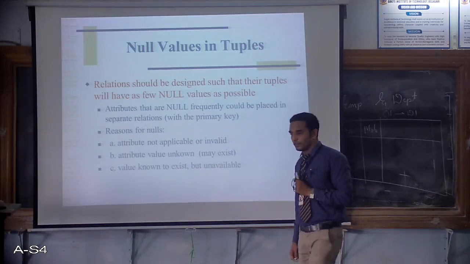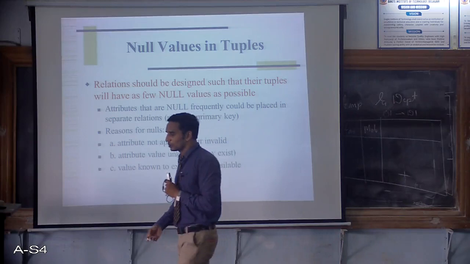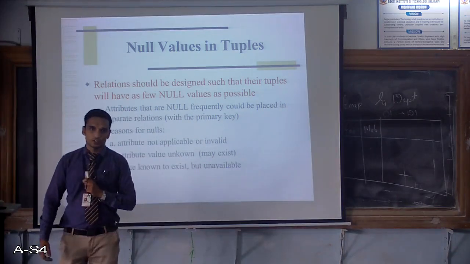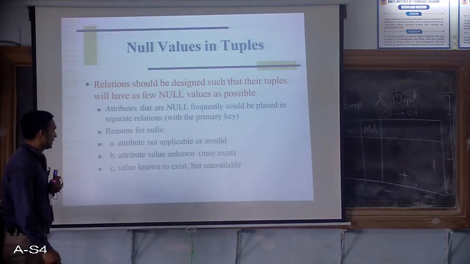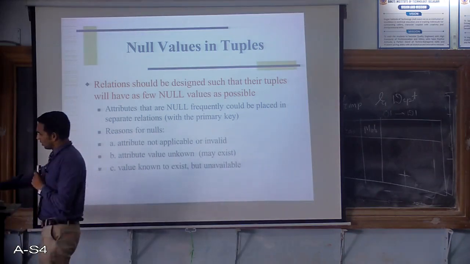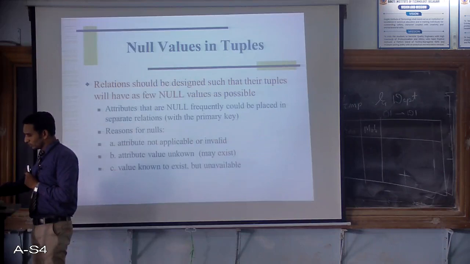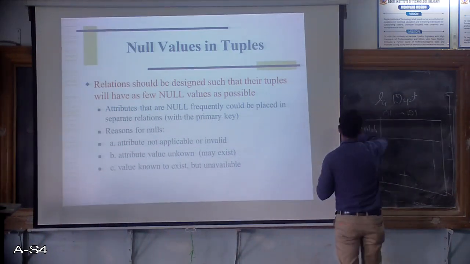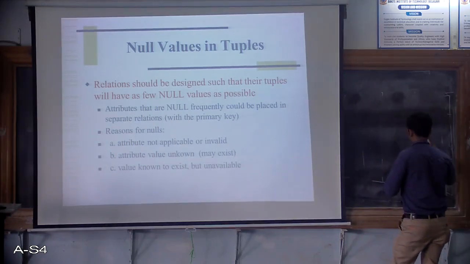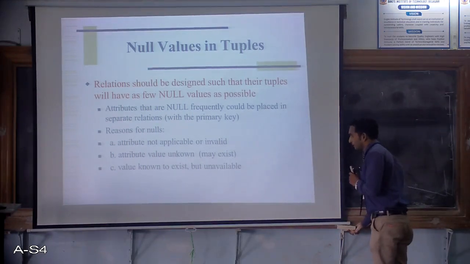So what might be the various reasons where you will come across inserting null values for the relation? The very first reason is attribute not applicable, attribute value is unknown, value known to exist but unavailable. We'll understand all three in a single relation with an example here.